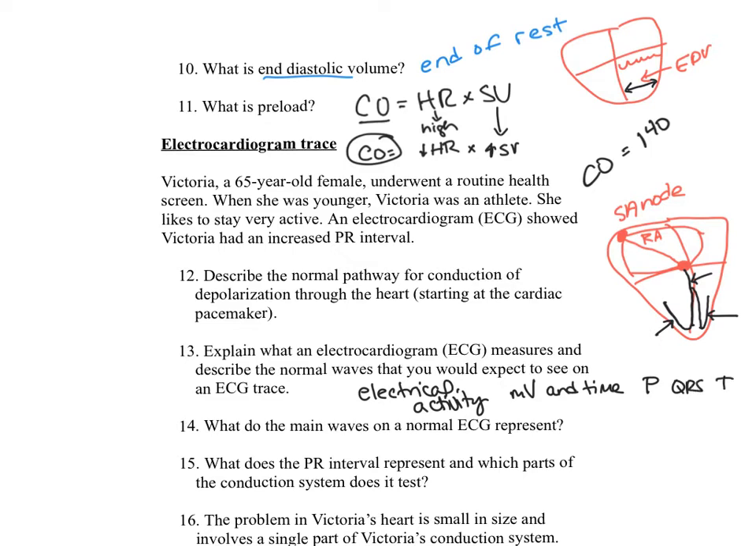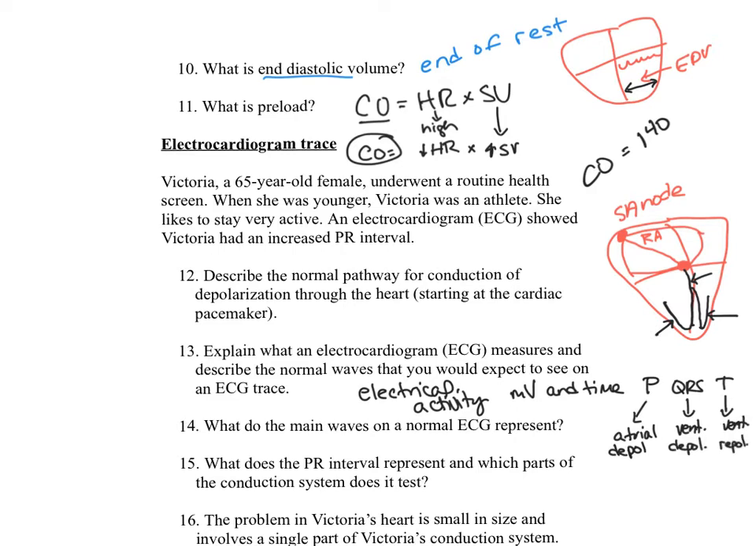What do the main waves on a normal ECG represent? The P wave represents atrial depolarization, the QRS complex represents ventricular depolarization, and the T wave represents ventricular repolarization.